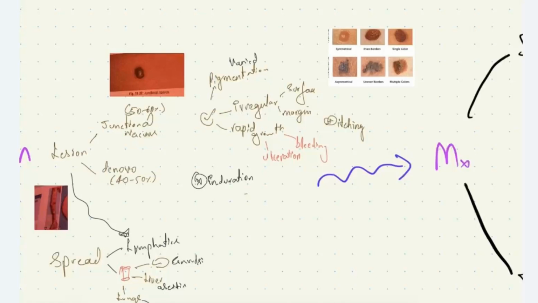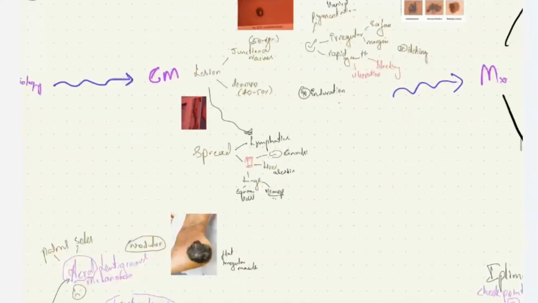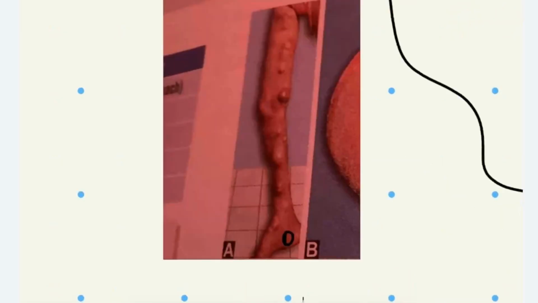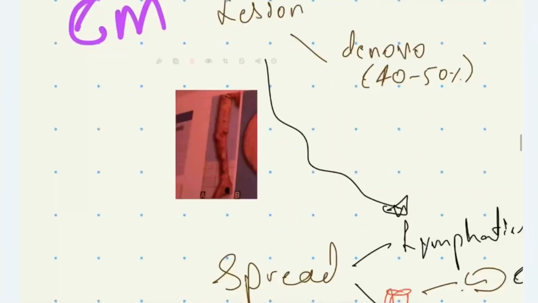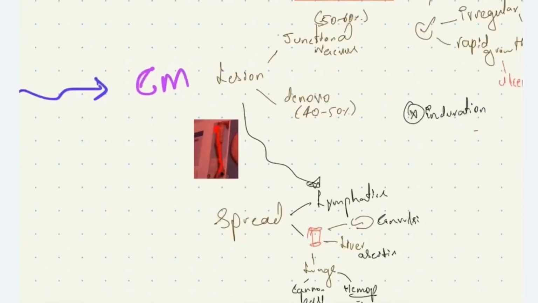How do these lesions spread? The spread is most commonly by lymphatics. Let's take an example where the patient has a nevus here. Spreading from the nevus to lymph nodes, the lymphatics will be involved, leading on to lesions here on the tract of the lymphatics.